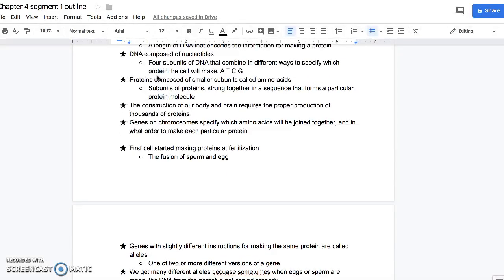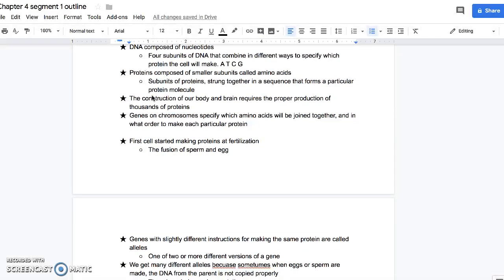DNA is composed of nucleotides, which are 4 subunits of DNA that combine in different ways to specify which protein the cell will make. There are 4 different nucleotides that are abbreviated A, T, C, and G, and they stand for adenine, thymine, cytosine, and guanine. DNA consists of long stretches of these nucleotides, and the sequence of the nucleotides is not random. It specifies exactly which protein a cell will make.